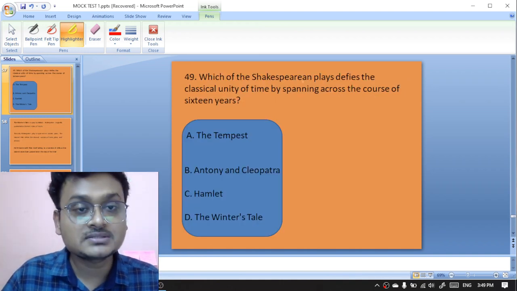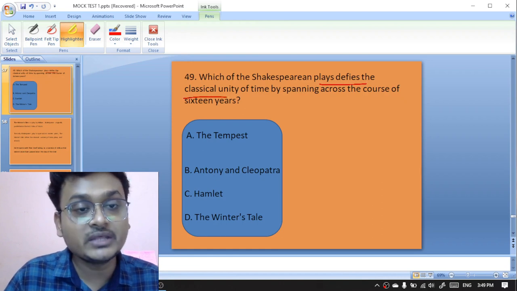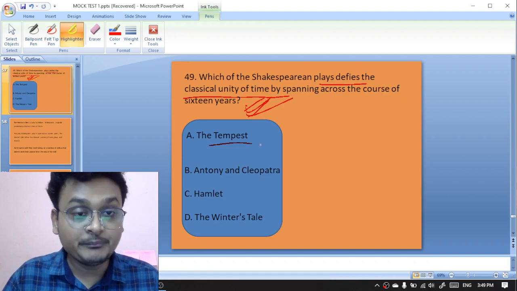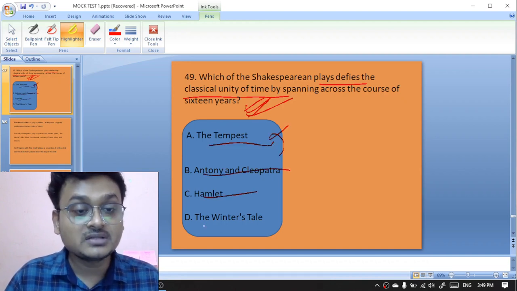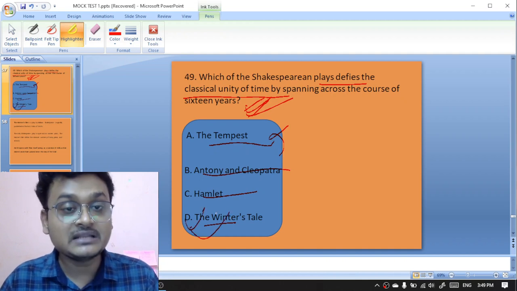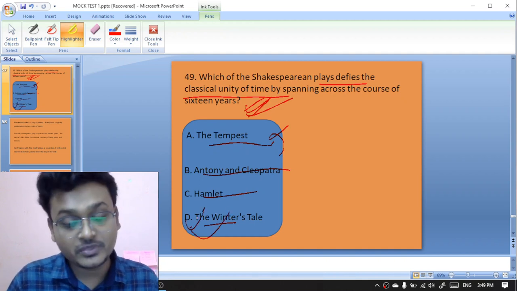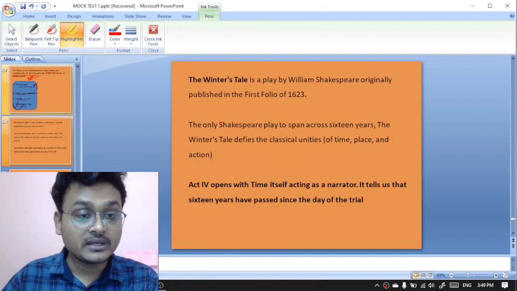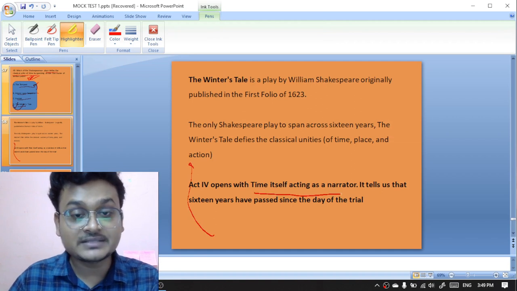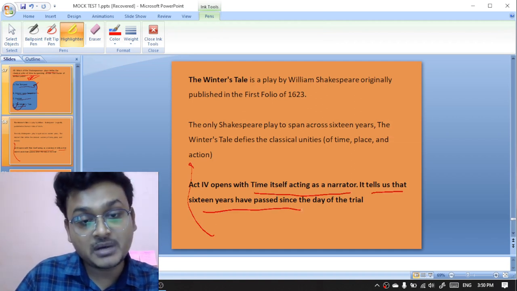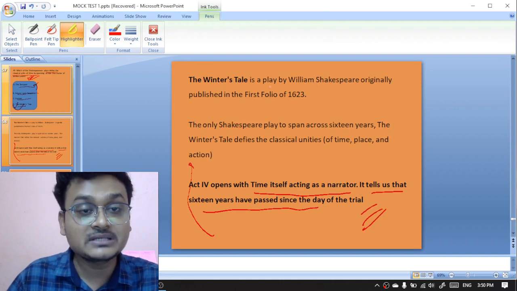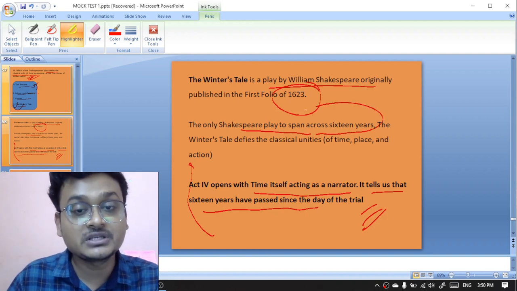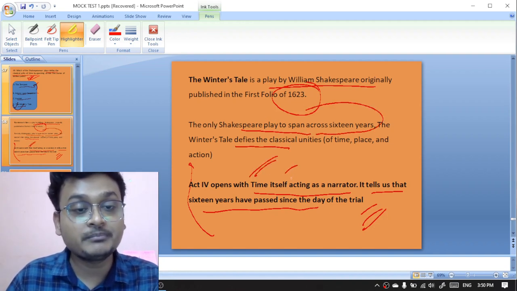Which of the following Shakespearean plays defies the classical unity of time by spanning the course of 16 years? The Tempest, no. Antony and Cleopatra, Hamlet, The Winter's Tale. So it was The Winter's Tale. Act 4 opens with Time itself acting as a narrator. It tells us that 16 years have passed since the day of the trial. The Winter's Tale is a play by William Shakespeare, originally published in the First Folio in 1623. It is the only Shakespeare play to span 16 years, and it defies the classical unities of time, place and action.